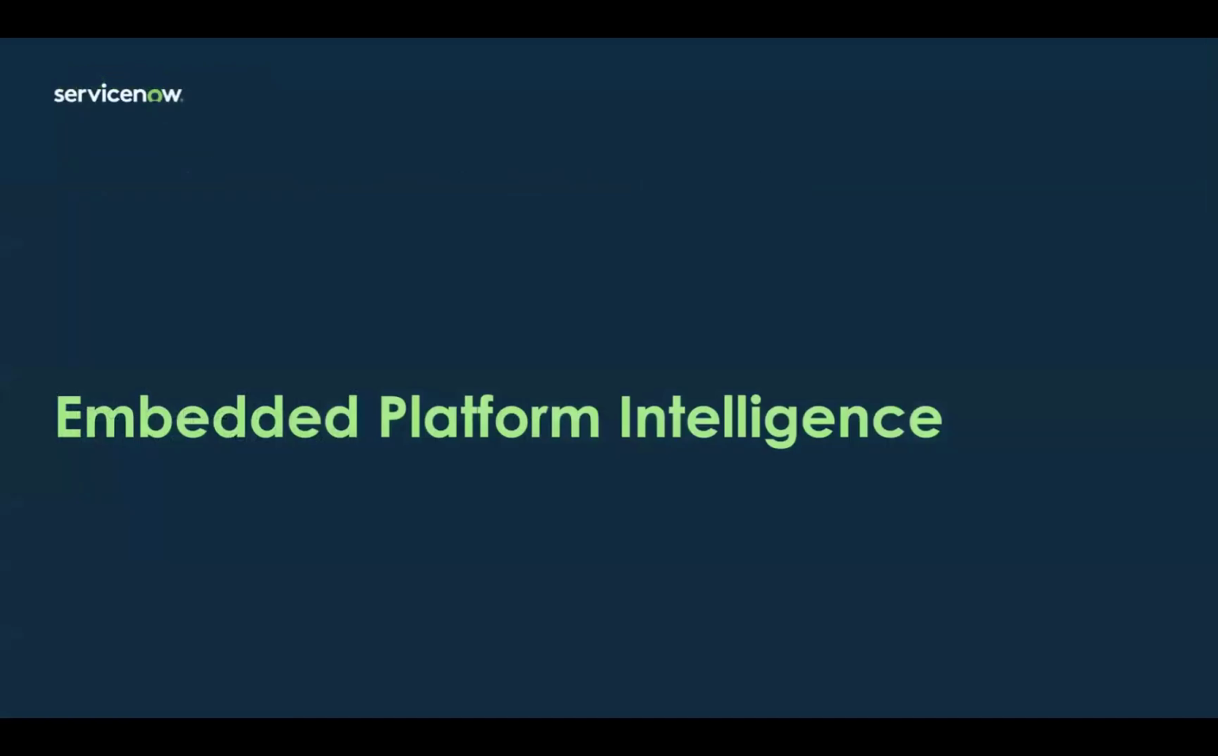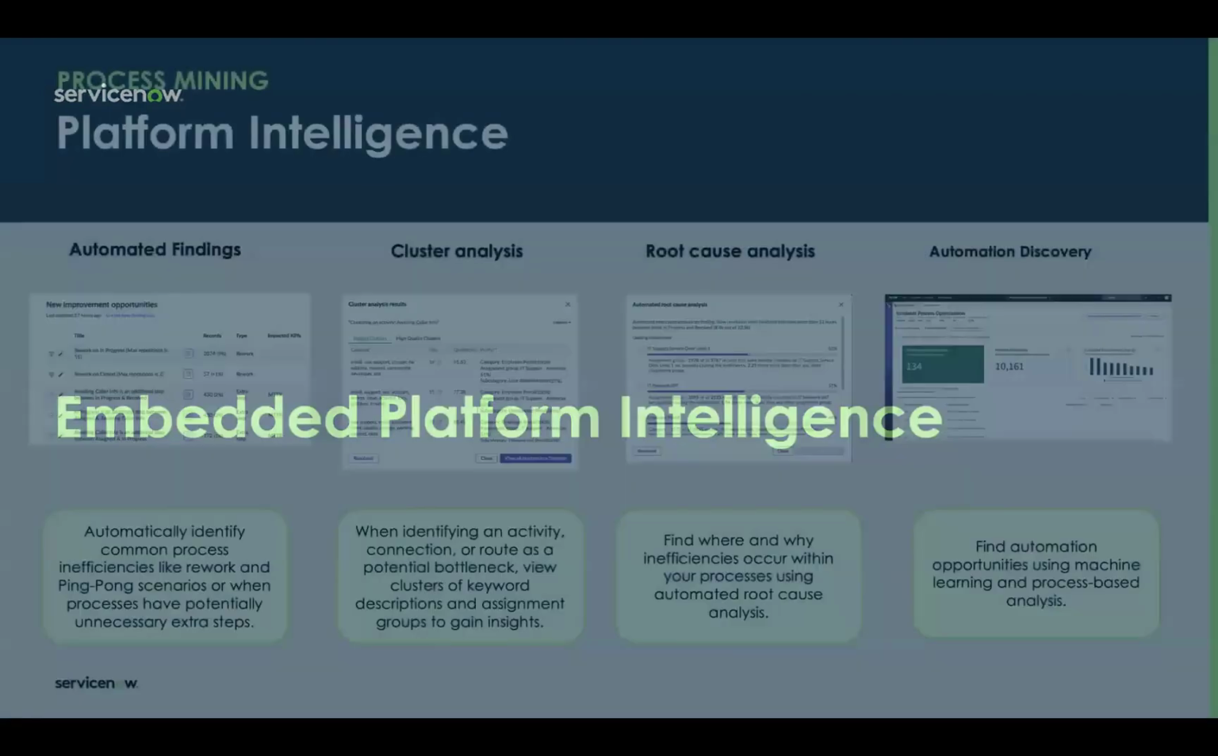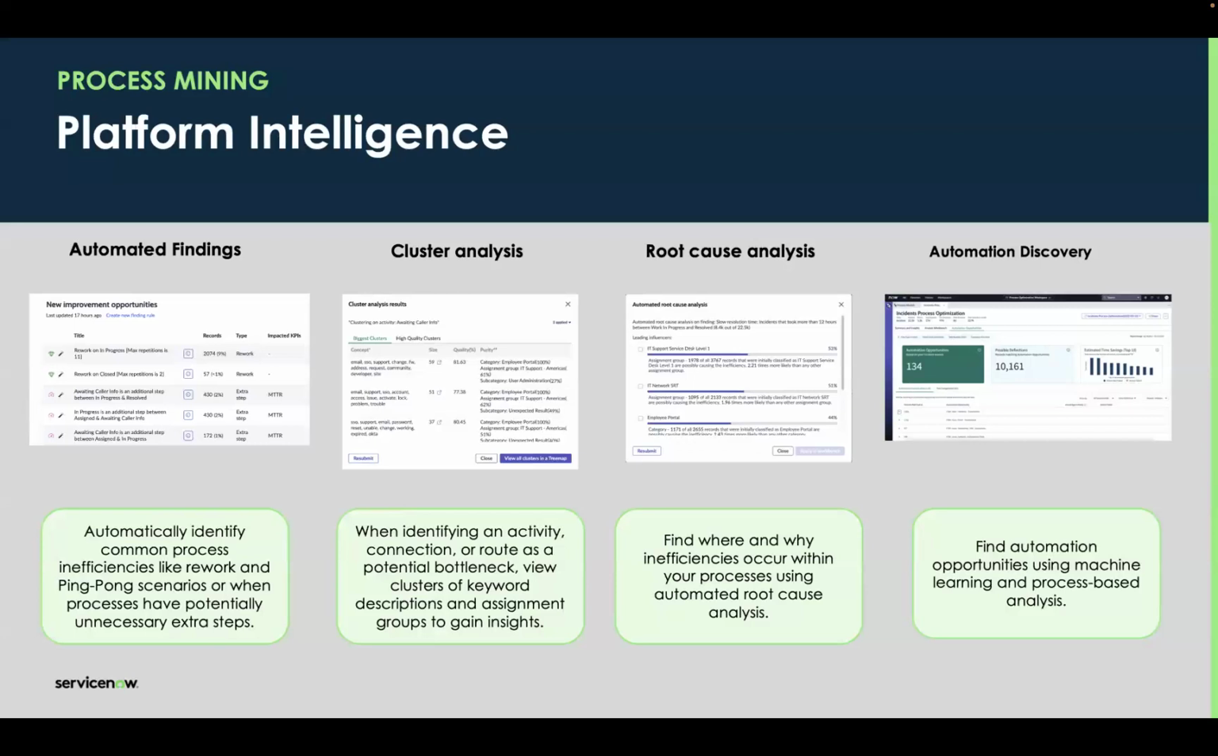All right, so that was already a lot, but this is like one of those TV infomercials. But wait, there's more. There's a number of built-in capabilities that take advantage of the platform intelligence components. So let's just look at those real quickly, and then we'll get into the instance. So there's automated findings, cluster and root cause analysis, and then the option to include an automation discovery report in your project as an additional tab. So let's run through each of these before we get to the live demo piece.